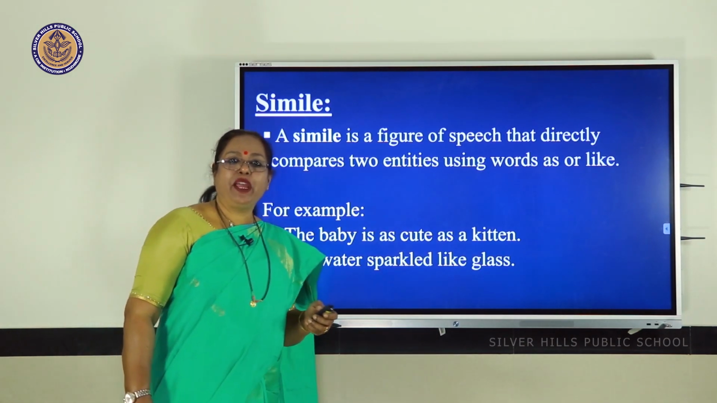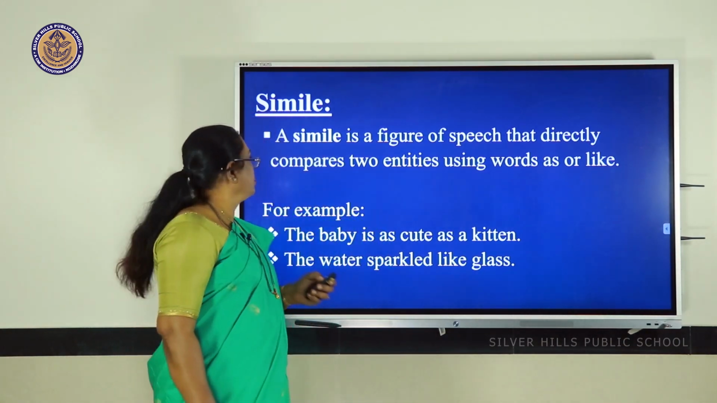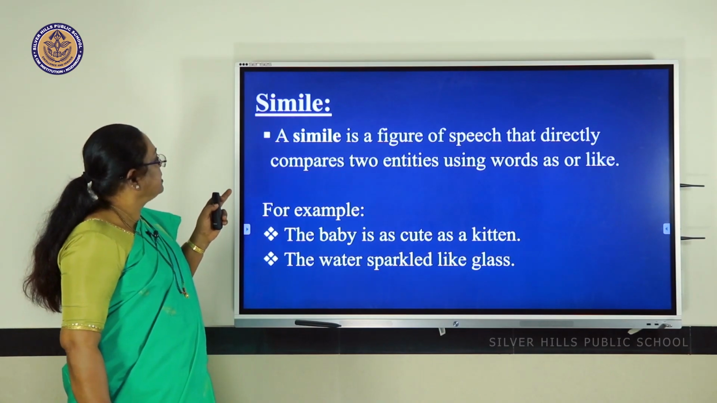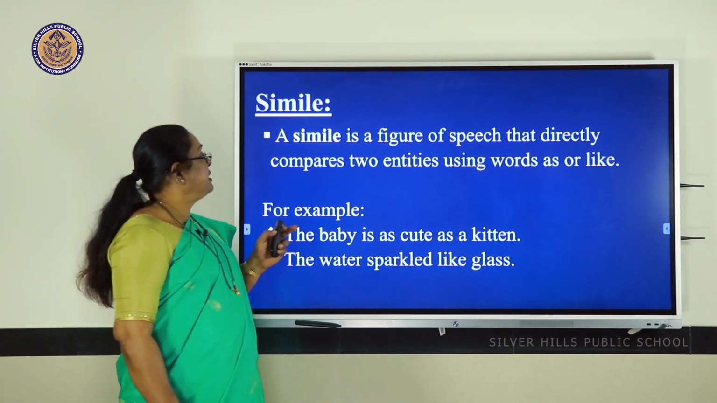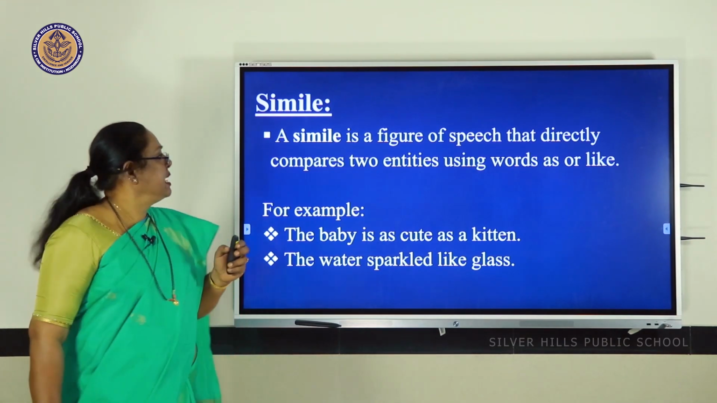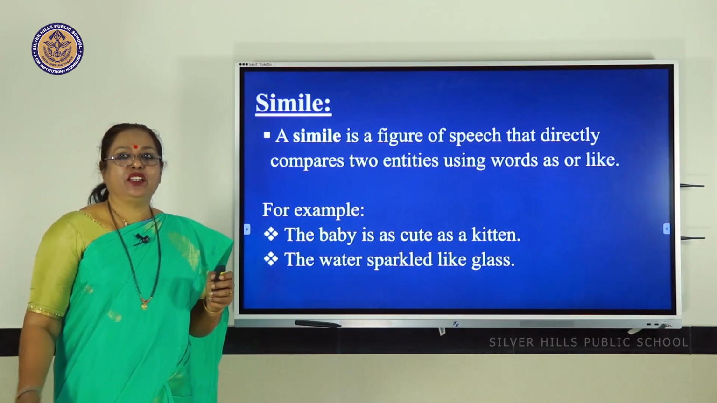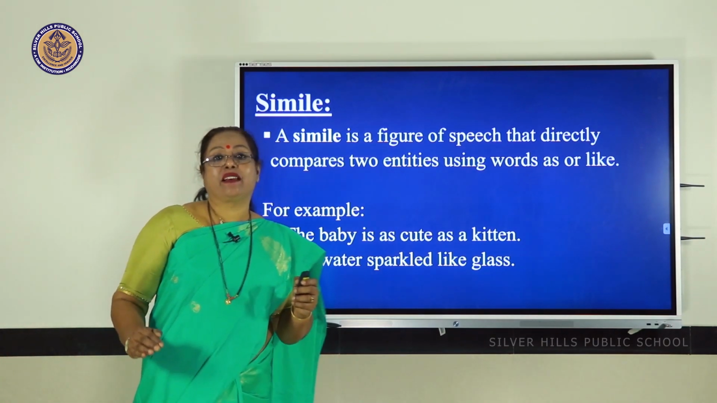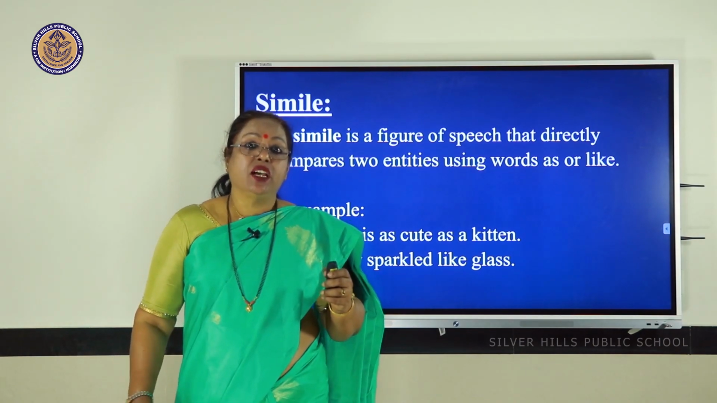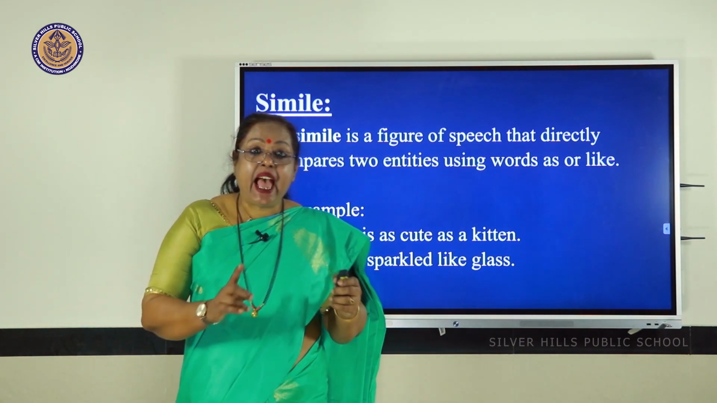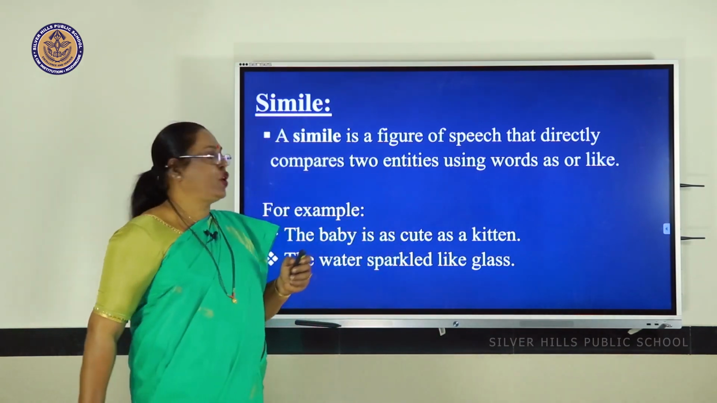Now, here the poet has introduced a figure of speech. Now, what is a figure of speech? A simile is a figure of speech that directly compares two entities using the words as or like. They are compared. See, a simile is a comparison made between two objects of different kinds, but they have something in common. Now, let us see what the things in common are here.